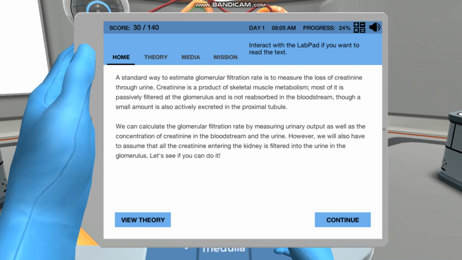We can calculate the glomerular filtration rate by measuring urinary output as well as the concentration of creatinine in the bloodstream and the urine. However, we will also have to assume that all the creatinine entering the kidney is filtered into the urine in the glomerulus. Let's see if you can do it.